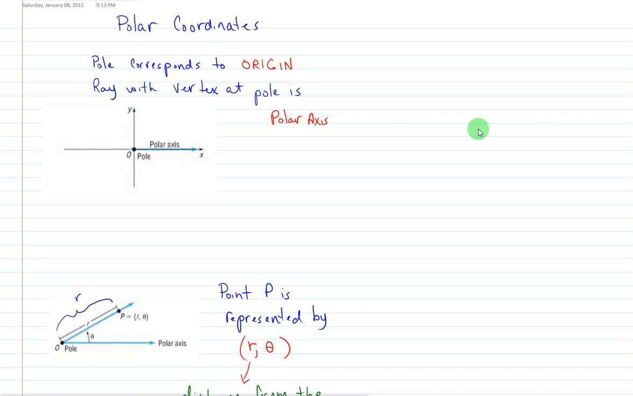This is section 9.1, and we're going to talk about polar coordinates. This is different. This is in polar mode. The pole corresponds to the origin. So if you look at what you think of as an XY axis grid, instead of origin, we have the pole, and the polar axis is what you think of as the X axis.